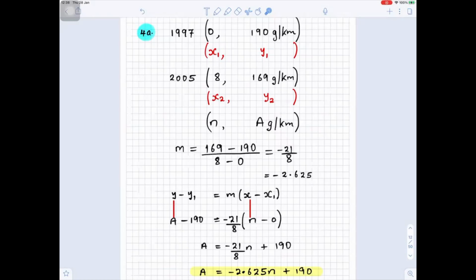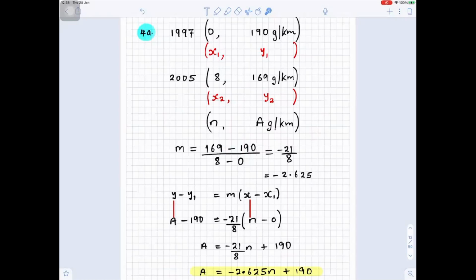So let's find the gradient. It's change in Y. Y2 minus Y1, 169 minus 190 divided by 8 minus 0. That gives you minus 21 over 8, which is minus 2.625.